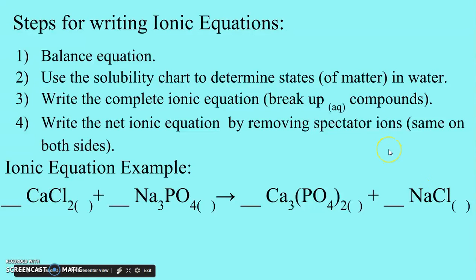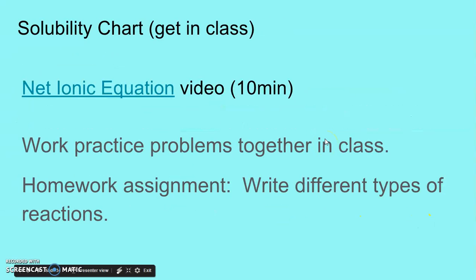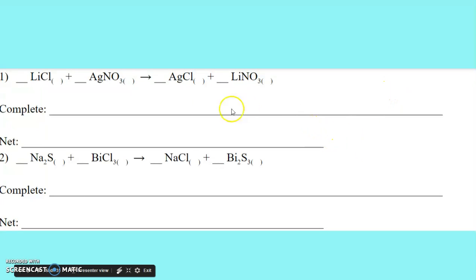So you're going to see some examples on the next couple of slides, and I want you to try to write the equation for this in your notes, and we will go through this one together. There's a video clip here that you can watch now or you can watch in class. We will go through parts of it in class, but it does take you through how to do a net ionic equation. We are going to work practice problems in class, and you will have a homework assignment in class where you're going to write different types of reactions. So right here, this one gives you some examples to go through and do.